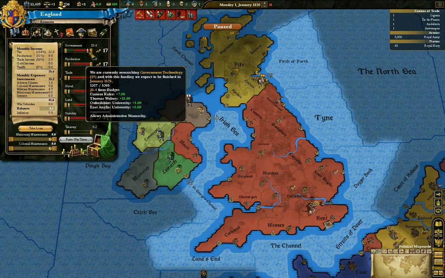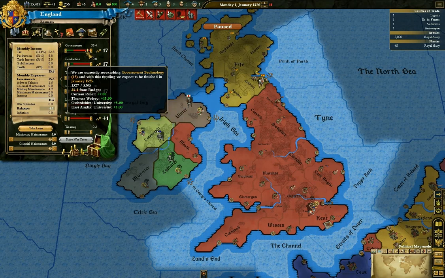If we hover over government here, we'll see that we're researching level 18, and if we fully fund it, we will get it in January 1525. We also see the modifiers. We're getting 35.4 from the budget, and we're also getting some from King Henry, from the advisor, and from universities. And then at the very bottom, we see what we get if we go to Technology 18 in government, which would unlock the administrative monarchy government type, which isn't bad. Sometimes you don't get anything, but since you have to go through the levels in order anyway, sometimes you just have to do it.